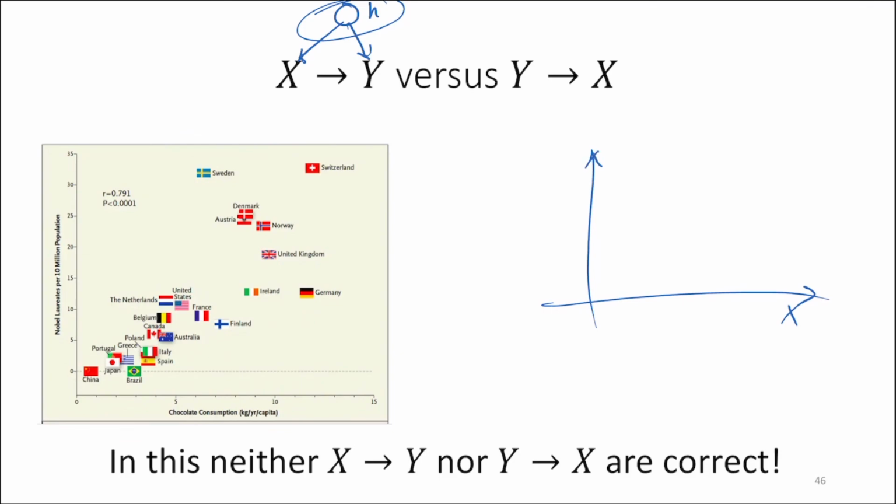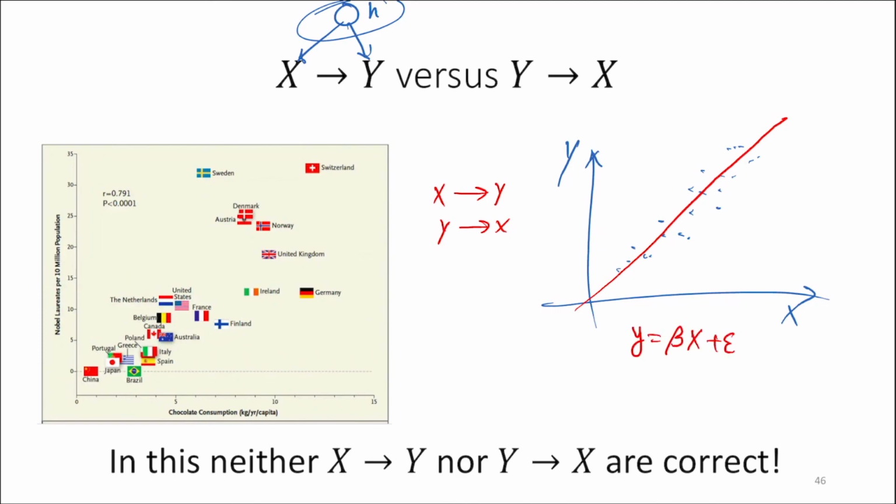So let's say that we have another data set, with X and Y, and this is our observation. Can we answer whether X is causing Y or Y is causing X, assuming there's no hidden confounder? In this case, let's assume that X is causing Y, and the model is really linear. So Y is beta X plus some noise. Effectively we are assuming that the noise is added like this.